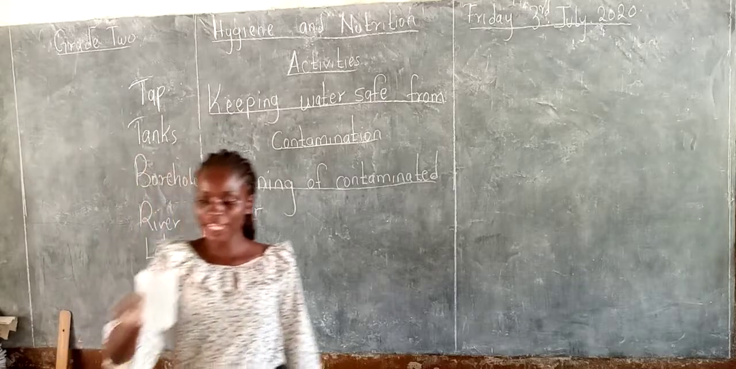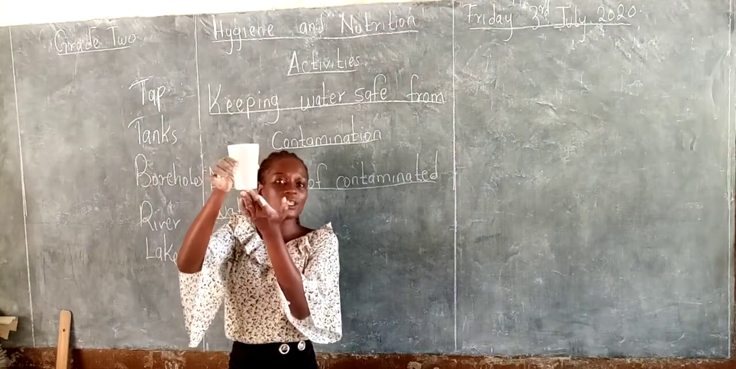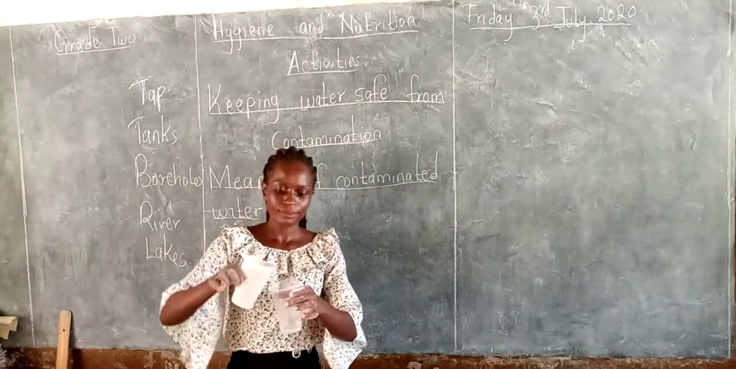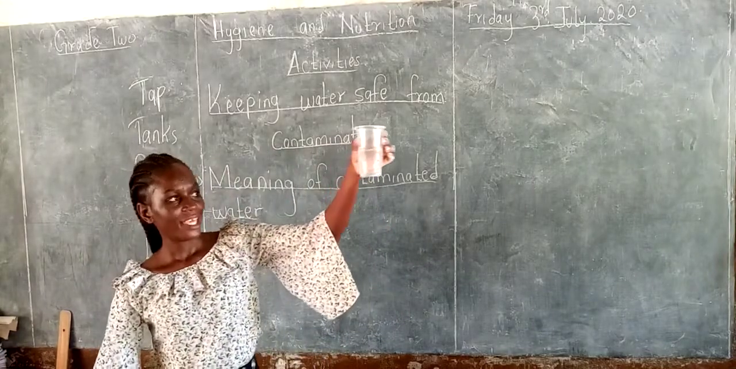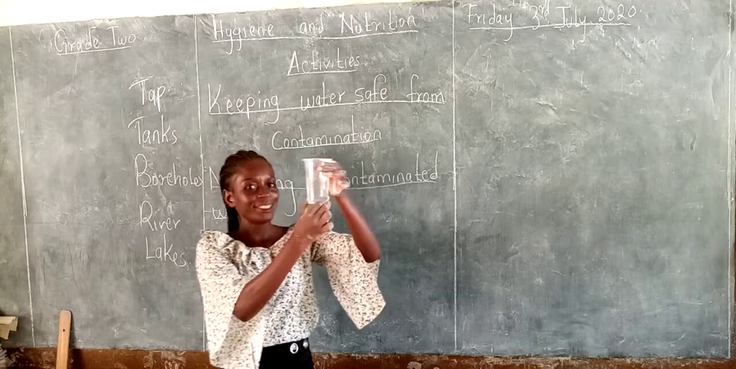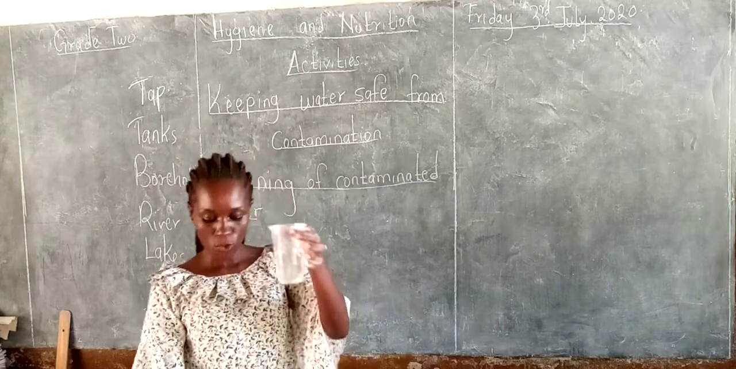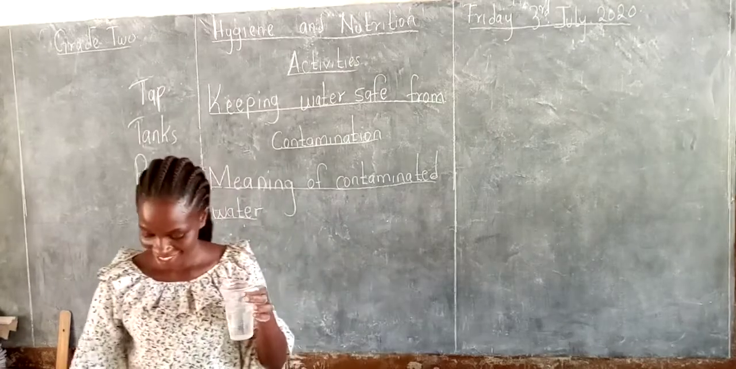So I want you to look here. I hope you can see. I am holding a glass of water. Just to make you see well, you can see. Is this water clean or dirty? The water is clean. So this is clean water. But now I want you to look at what I'm going to do next.